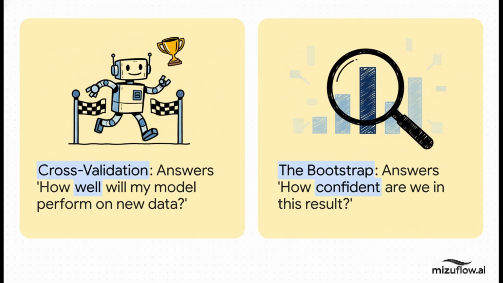You use cross-validation when you want to answer the question, how well is my model going to perform on new data? It is all about prediction error. You use the Bootstrap when you want to answer the question, how confident are we in this specific result? It's all about the variability and the uncertainty of a measurement. Two different questions, two different tools.